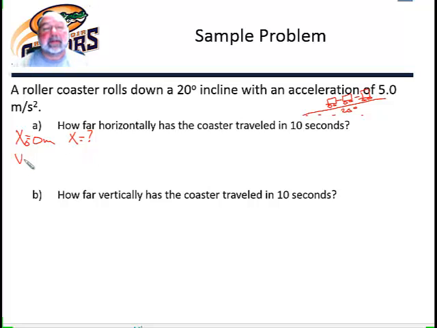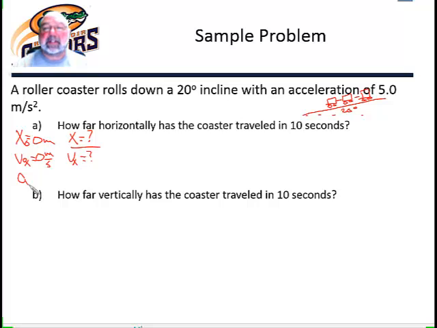Next, the initial speed. Well, let's see. It doesn't say anything about initial speed, so I'm going to make the assumption that it started from rest at the top of the hill. So the x component of the initial velocity is 0 meters per second. And the final velocity, we don't know. And we don't particularly care, because we are looking for how far, which is a distance.